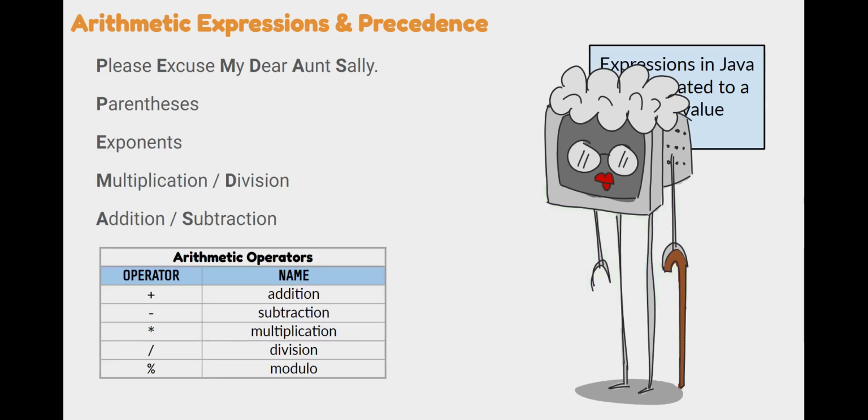So this one is the mnemonic to remember our order of operations in math. So we evaluate parentheses first, exponents, multiplication and division, and addition and subtraction. But that's how we do things in math. We need to change this a little bit for how we do things in Java. So in Java, we don't have exponents. And we have something else instead. We have modulo to go with multiplication and division. So we're actually not excusing my dear Aunt Sally anymore.